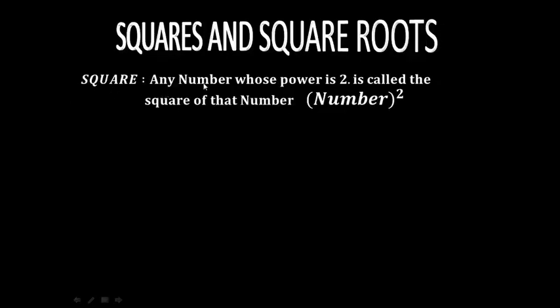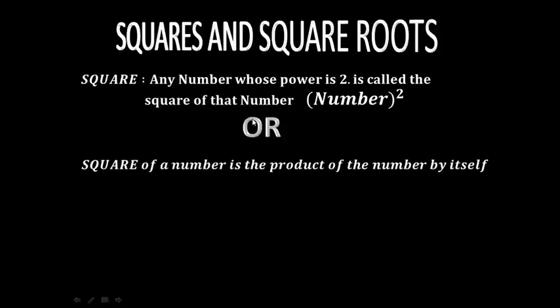Square. Any number whose power is 2 is called the square of that number. That means any number whose power is 2 is known as a square of that number. Or we can define it in this way also: the square of a number is the product of the number by itself.